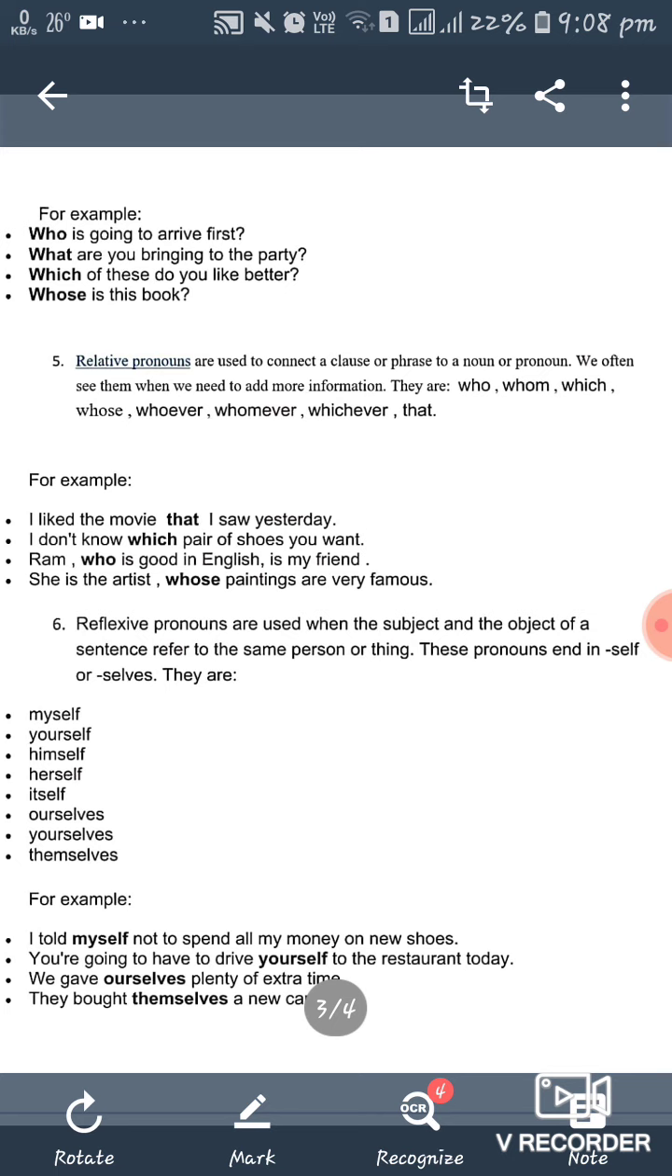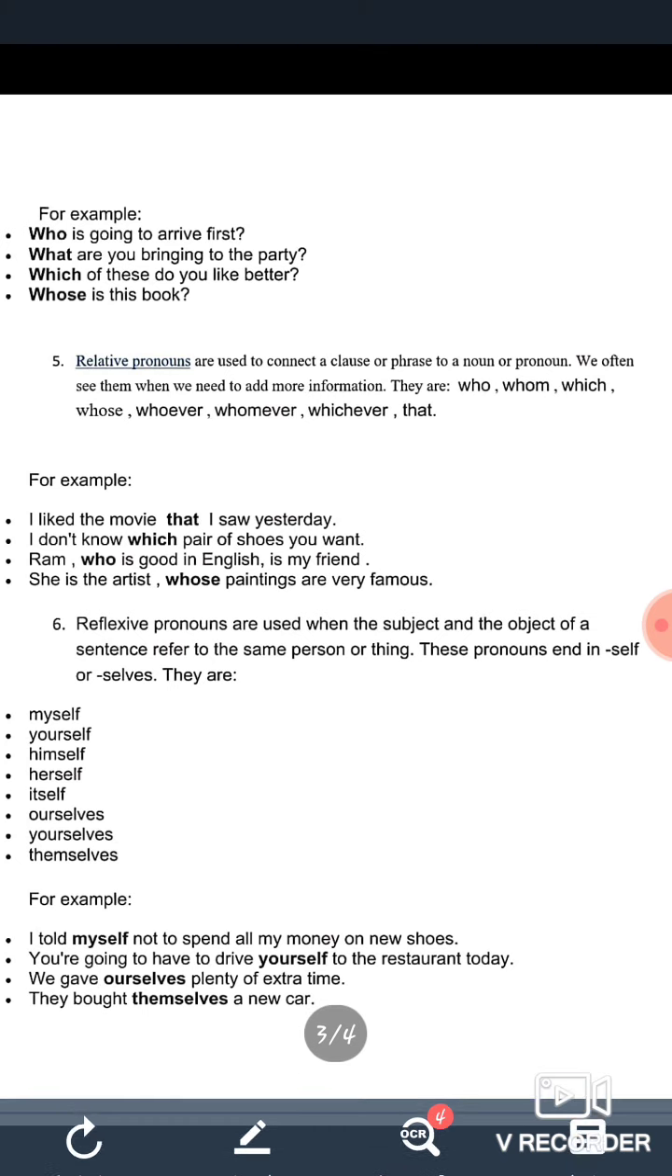And the reflexive pronoun always ends in self or selves. Self when it is used as singular and selves when it is used as plural. So see the words myself, yourself, himself, herself, itself. These are the singular reflexive pronouns. Ourselves, yourselves and themselves are the plural reflexive pronouns.